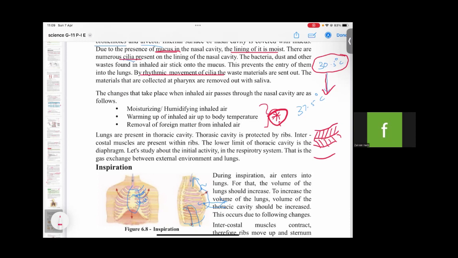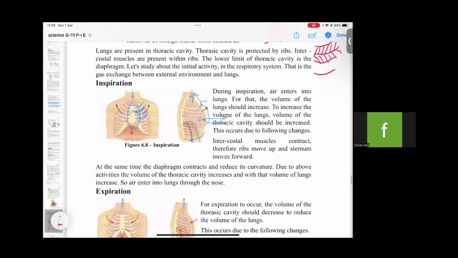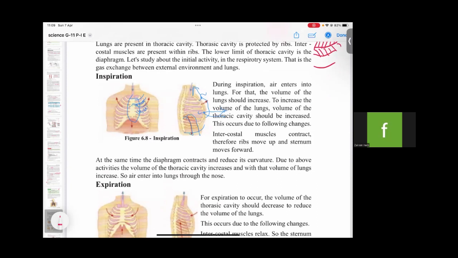So this is all about the structure of the respiratory system, and we will move on to the function. You know, respiration consists of inspiration and expiration, or else you can say breathing consists of inspiration and expiration.